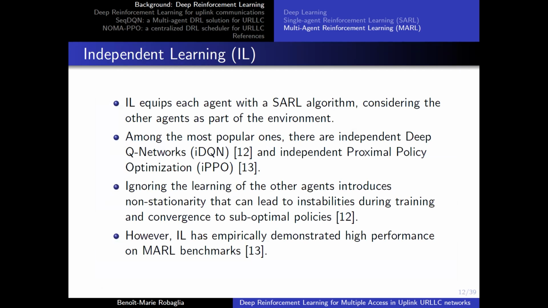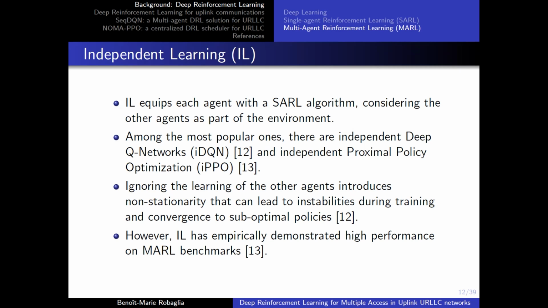Going to speed up a little, I think. And I'm going to present the different families of multi-agent approaches. The first one is the most intuitive one. When you want to model a problem with a multi-agent, you assume that the other agents don't exist. So independent learning equips each agent with a single agent reinforcement learning algorithm and considers the others as part of the environment. So you can use all kinds of different algorithms like IDQN or IPPO.